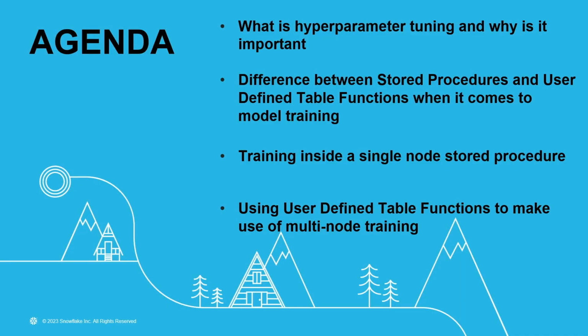So today, what we're going to talk about, I'm going to do a brief intro into just what is hyperparameter tuning for some people that may not know what it is. And then we're going to talk about the key difference between using stored procedures for model training and also using user-defined table functions and when to use each one. So we're going to do a quick demo on training inside of a single node stored procedure. But then as a data scientist, what you would really want is multi-node training. And we're going to do that inside of a user-defined table function.